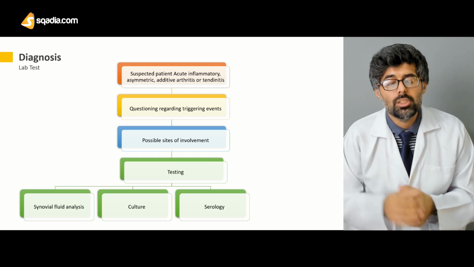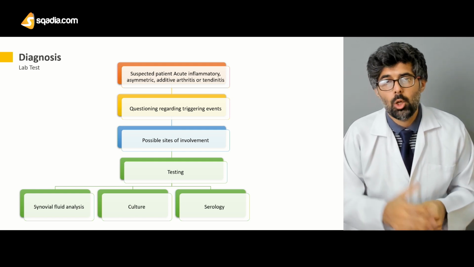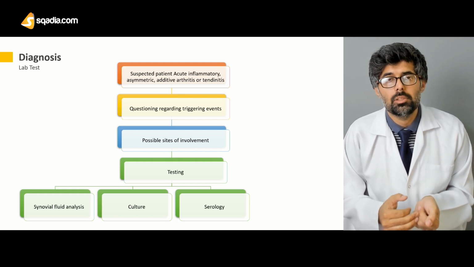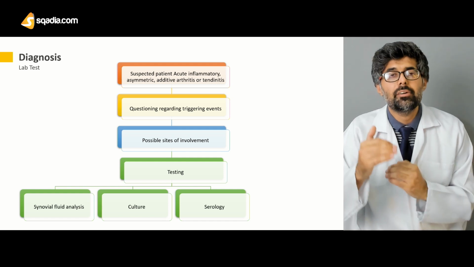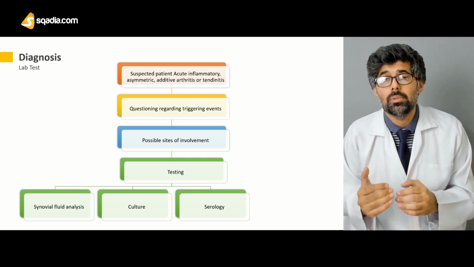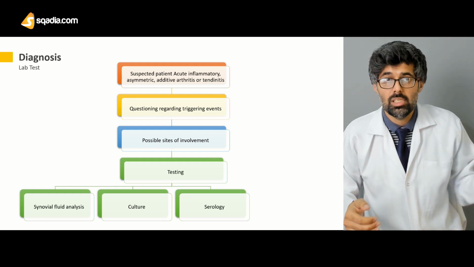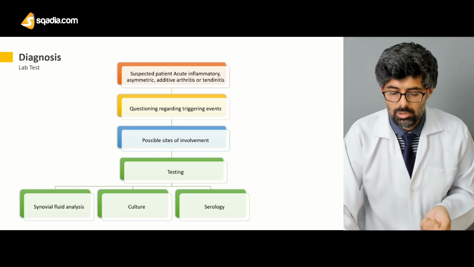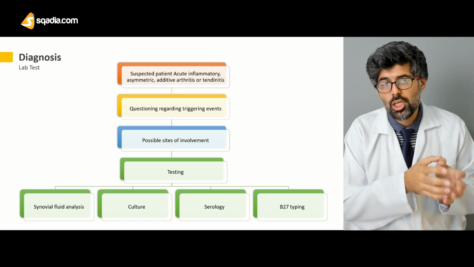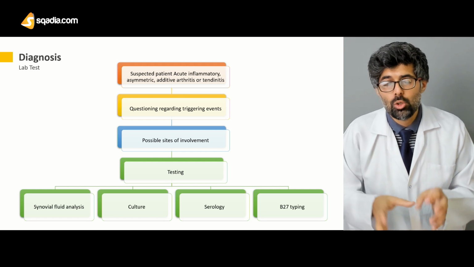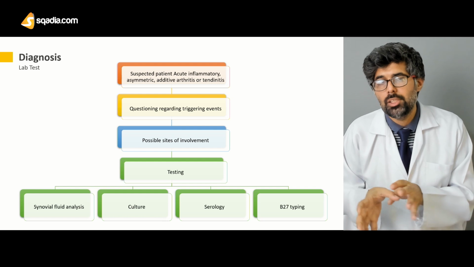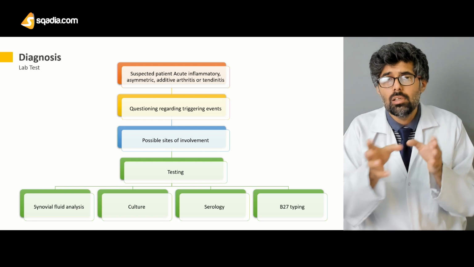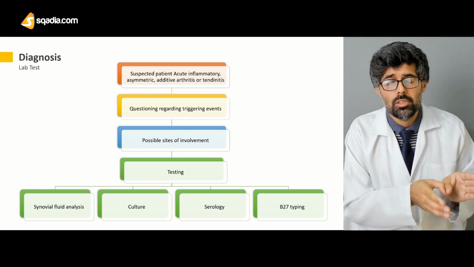Now, after the culture, serology of the patient is performed. By serology, we measure different markers which are present inside the blood. The rise and decrease of these markers can help us in diagnosing both the antecedent infection and the reactive arthritis. Lastly, we can do HLA-B27 typing, because in reactive arthritis, about 40 to 50% of all patients have some kind of association with this protein.